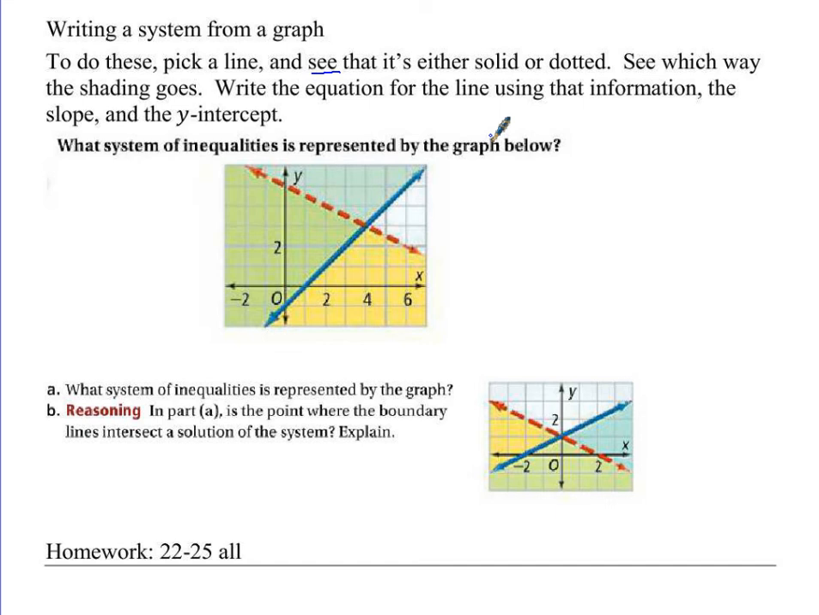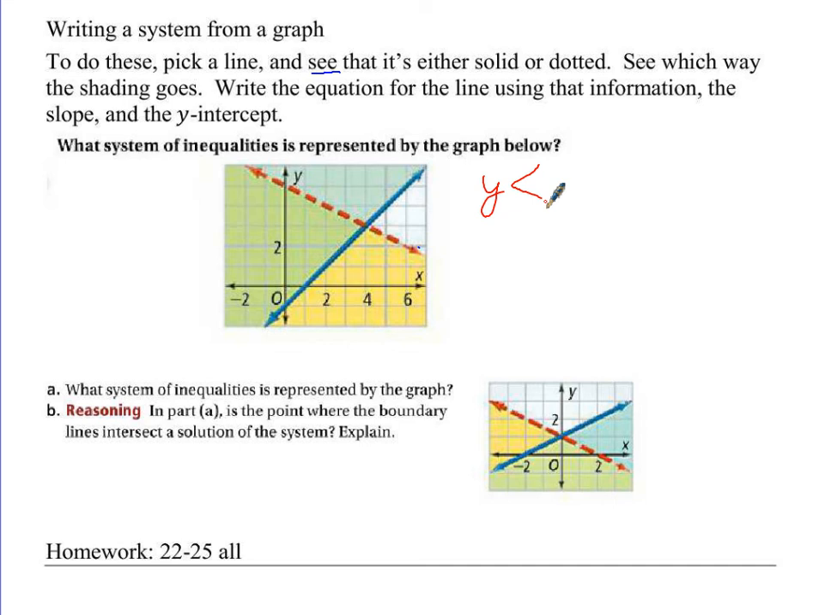Okay? So pick a line. Which one do you want to do? The red one or the blue one first? The red one. All right, the red line is dotted. Which way is it shading? Below. So for this inequality, the red one, let me change to red here. I'm going to write y is shading below, and it's dotted, so less than.